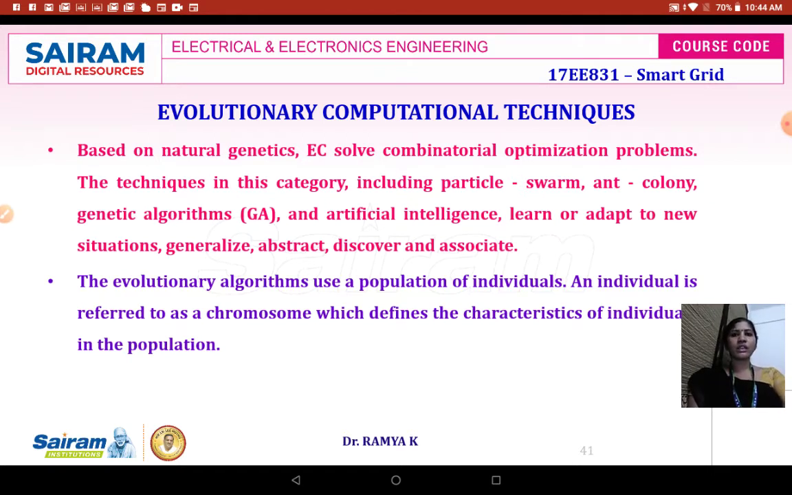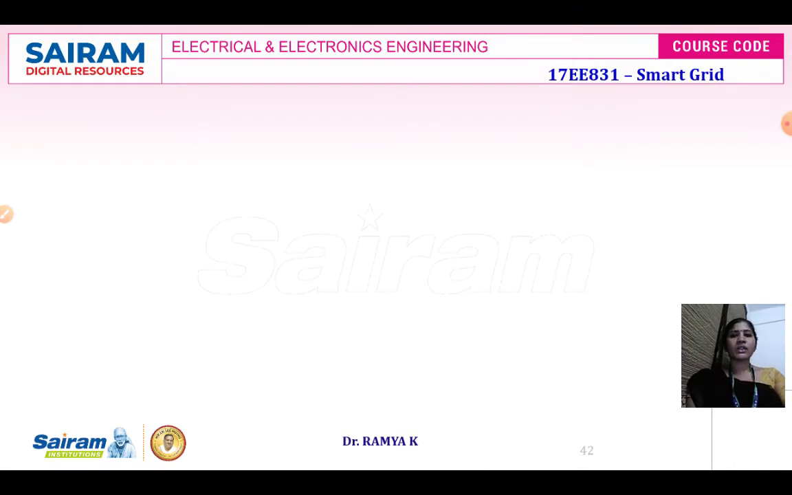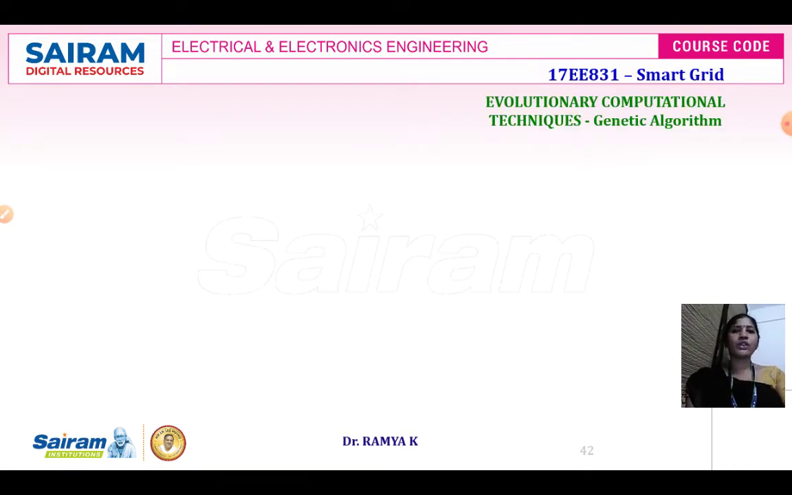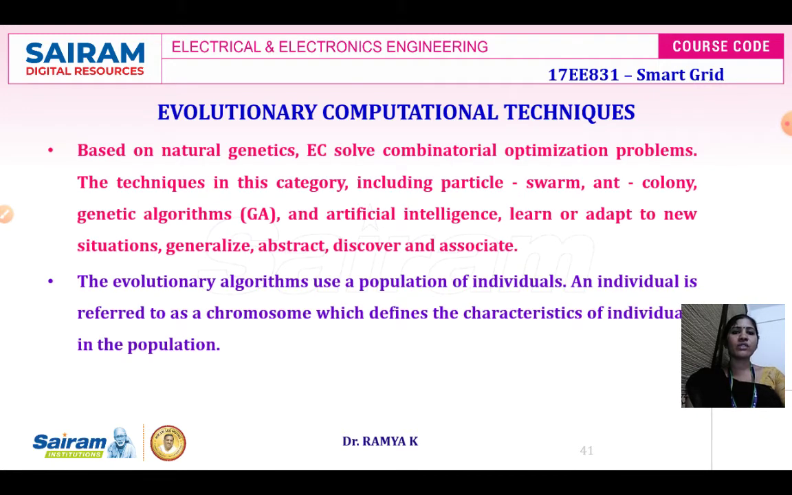So when you consider the evolutionary algorithm, it uses a population of individuals. An individual is referred to as a chromosome, which defines the characteristics of the individuals in the population. Next is the characteristics. The characteristics of each individual will be termed a gene. And the individuals with the best survival capabilities have the best chance to reproduce.